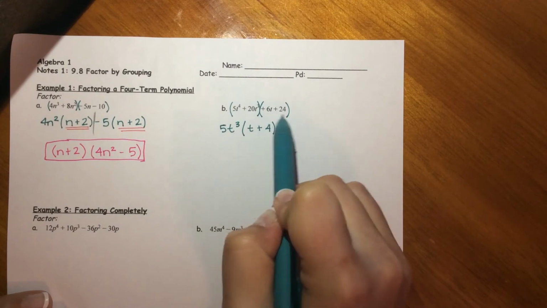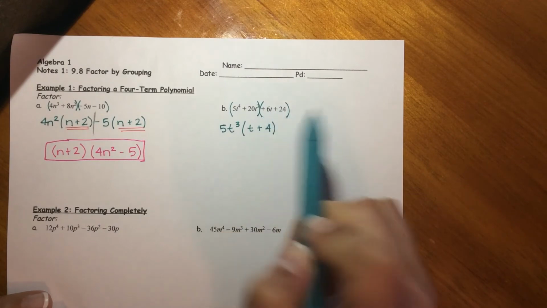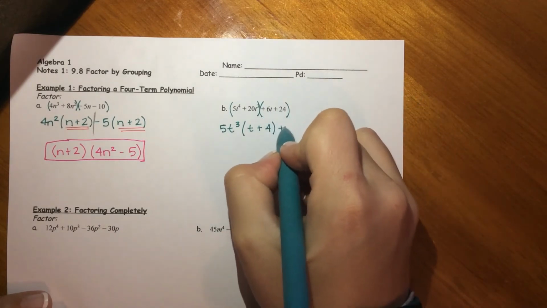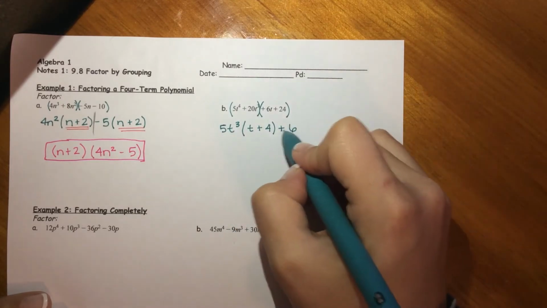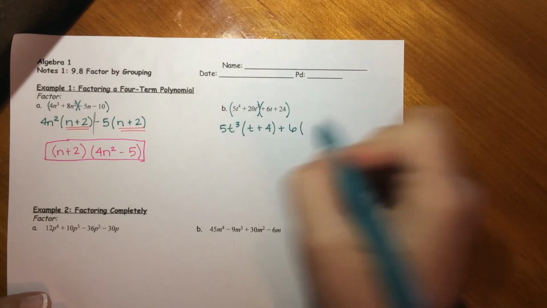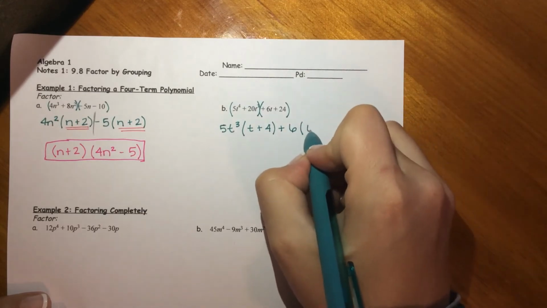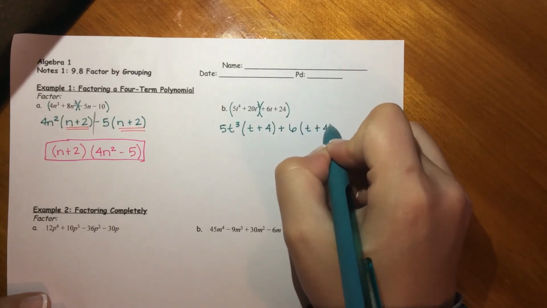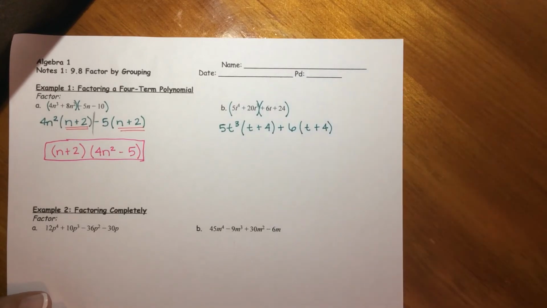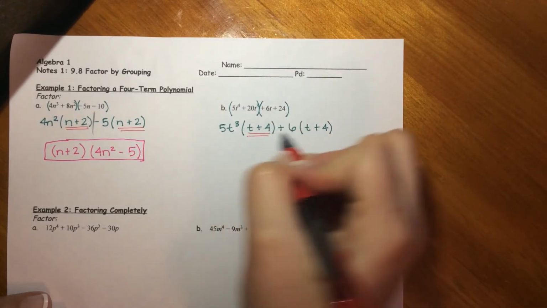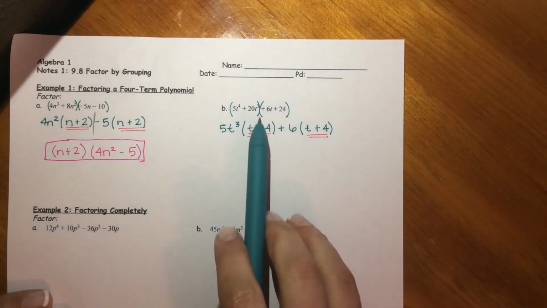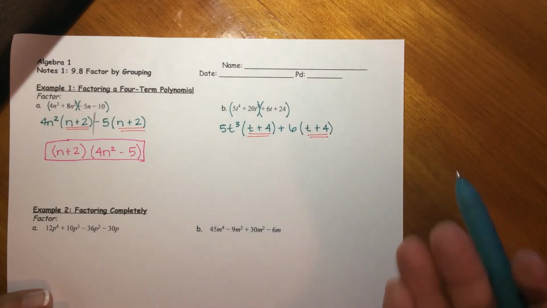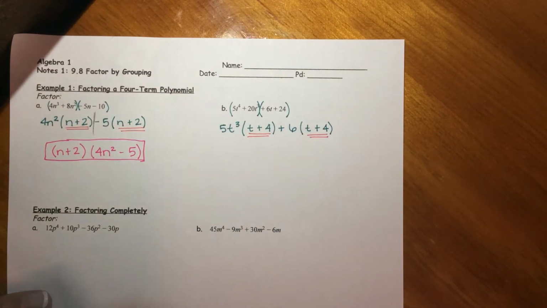Now we want to look at the second set of parentheses. We have 6t plus 24. Our GCF is plus 6, or positive 6. So I want to write plus 6. What do I have left when I factor that out? I'm going to have t plus 4. Again, I want to make the note that these two sets of parentheses need to be the same. They should be the same when you factor it out. Otherwise, there's another GCF, or you didn't factor it out properly.